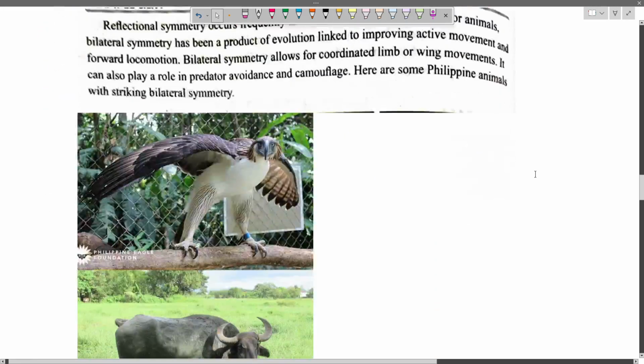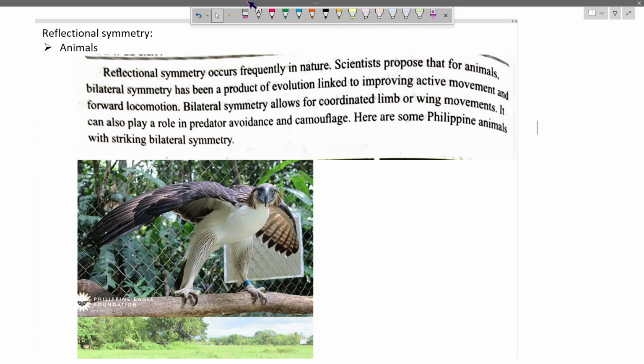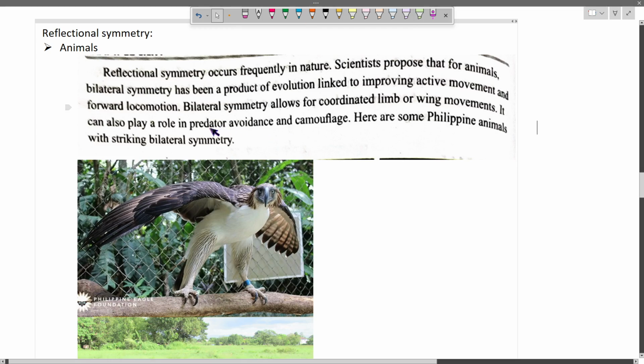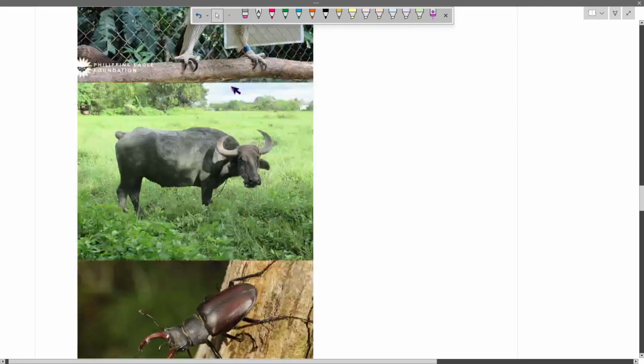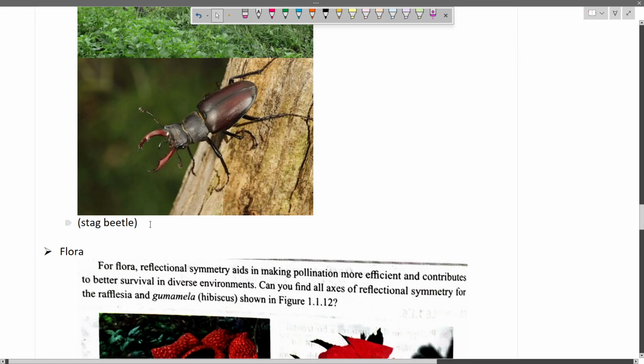So in animals, we can commonly see it. So usually even in humans, we think symmetry as perfection, right? So it allows for animals, it has been a product of evolution linked to improving active movement and forward locomotion. So here we have eagles, and carabaos, and a stag beetle.